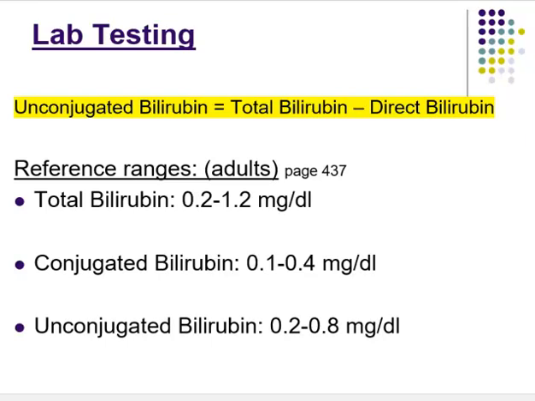So here is the calculation to calculate our unconjugated bilirubin. Unconjugated bilirubin equals our total bilirubin minus our direct bilirubin. And here are our reference ranges for adults. The total bilirubin should be between 0.2 and 1.2 milligrams per deciliter. The conjugated bilirubin should be 0.1 to 0.4. Unconjugated bilirubin should be in the range of 0.2 to 0.8.